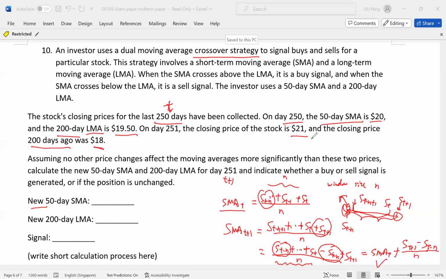This one we know because it's just SMA for 50, which is $20. And we know n, which is 250. We know the new price point, which is 21, and we know the closing price 250 days ago, which is 80. So this is 200, not 250, right? So this is just 80. We know everything we need to calculate SMA_{t+1}.